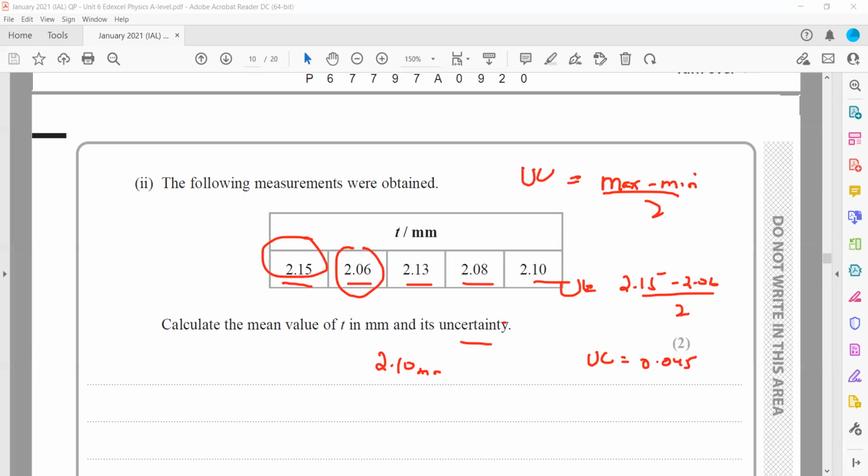Because 2.15 minus 2.06 is 0.09. Sorry, it is 0.09, and 0.09 divided by 2 is 0.045, because it is maximum minus minimum divided by 2. So the uncertainty is 0.045.